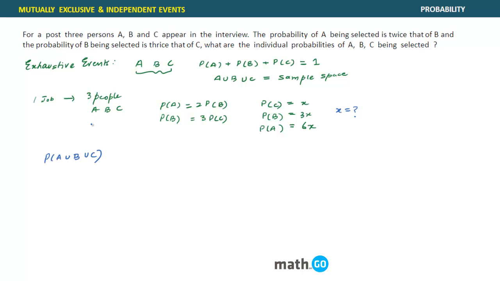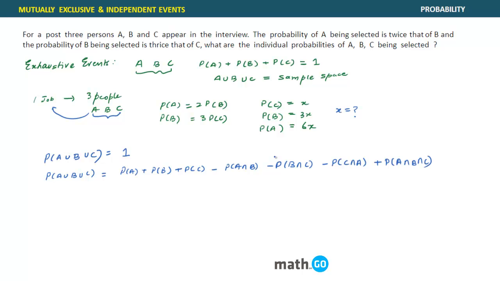And this is the target: 3 people are contesting for an interview and there is only one job. This probability should be 1, since obviously out of these 3 at least one will be selected. What is the probability of A union B union C? The formula will be probability A plus probability B plus probability C, minus probability A intersection B, and so on.